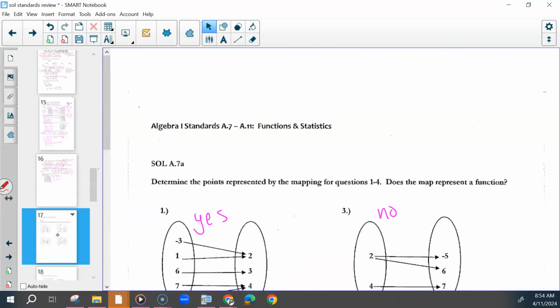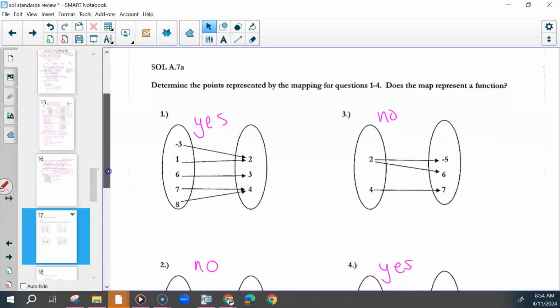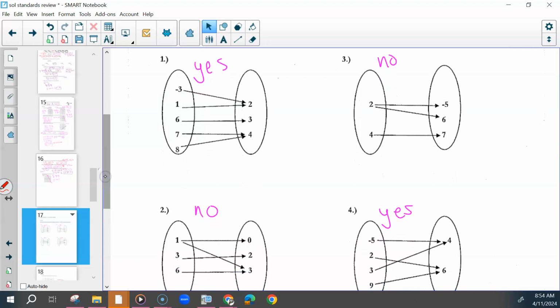This page is not something we talked about, which is why it wasn't part of the formatives. But really quickly, as an explanation, it's looking for which of these represents a function. So if each x value has its own y value, it is a function. If it doesn't, if it has two y values, then it's not a function. So 1 was a function, 3 was not, 2 was not, and 4 was.